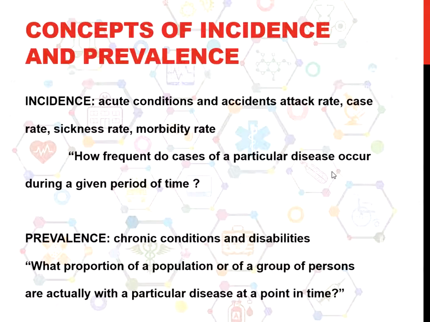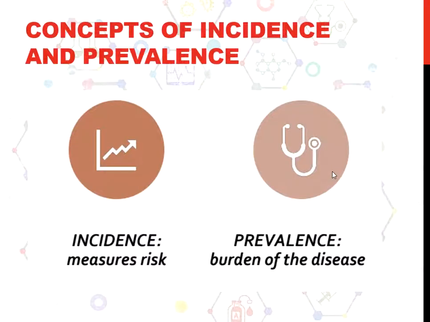Okay. Concepts of incidence and prevalence. So, incidence is acute conditions or accidents, attack rate, case rate, sickness rate, and morbidity rate. Kumbaga, ilan yung nadadagdag? How frequent do cases of particular disease occur during a given period of time? Prevalence naman, kung ilan yung nandun na talaga. So, concepts of incidence and prevalence ang tandaan. Incidence is a measure of risk kasi risk yung nadadagdag na bago. Prevalence naman is burden of the disease kasi nasa iyo na yon. Kumbaga, yun na yung nagpapahirap or yung iyong burden doon.